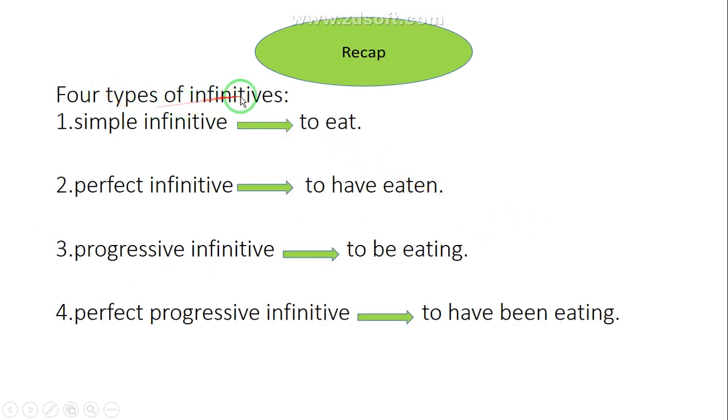Four types of infinitive. Simple infinitive, like to eat; perfect infinitive, to have eaten; progressive infinitive, to be eating; perfect progressive infinitive, to have been eating.